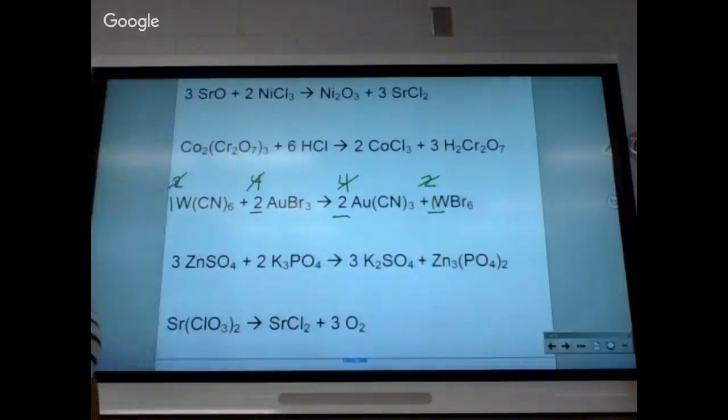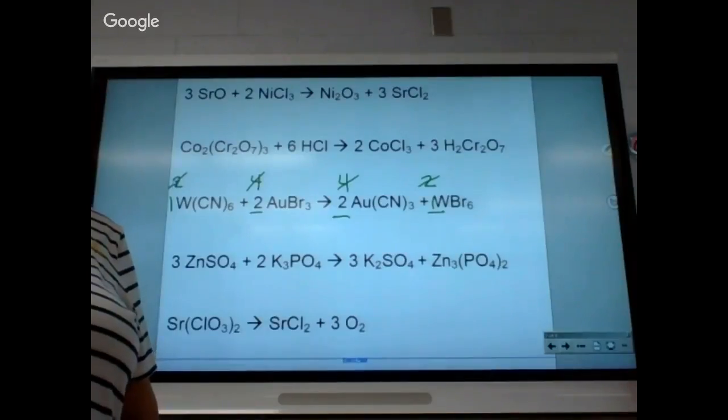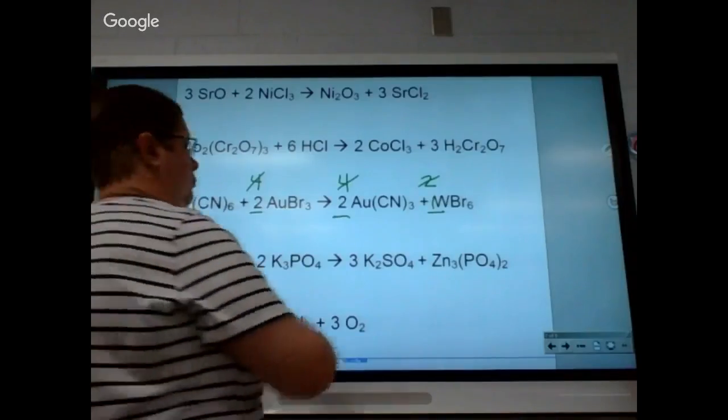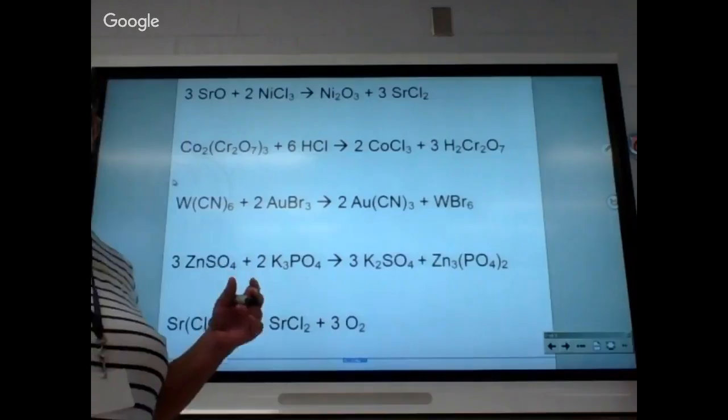But all the coefficients have to be able to be reduced by the exact same number. If you can't reduce all of the coefficients by that same number, you don't reduce the coefficients. Okay? All right. Do I need to work any of the 1 through 12?